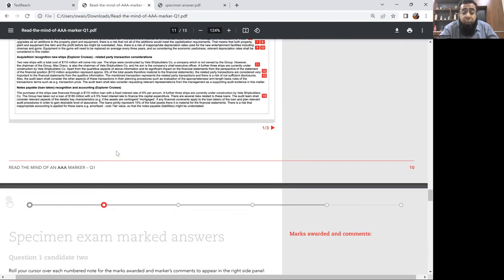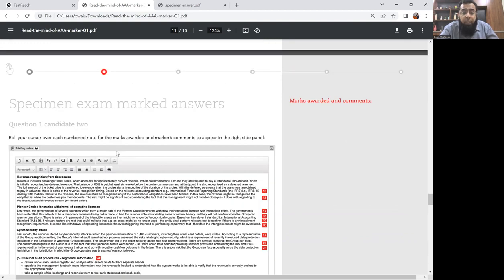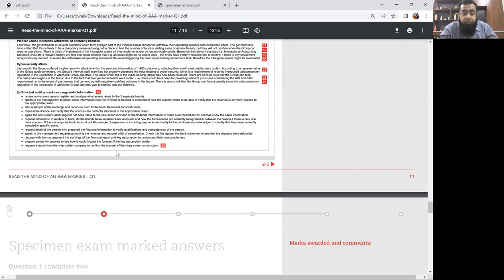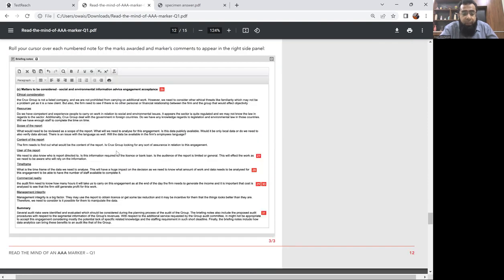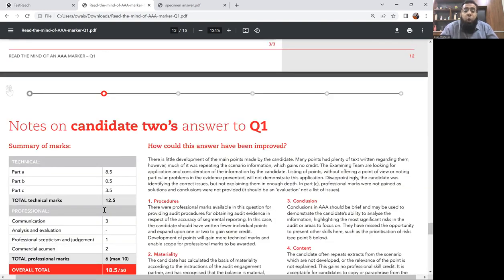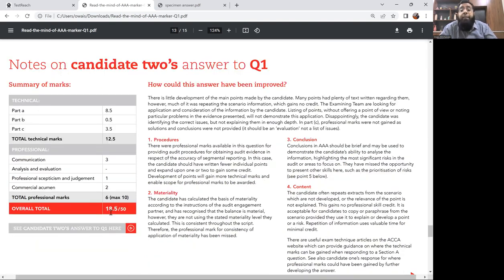Now, how many marks did candidate number 2 get? Just look at it. Candidate number 2 got only 18.5 marks out of 50, which is obviously not a good score. This means that candidate 2 was not a successful candidate. So now we will analyze the answers of both of the candidates.